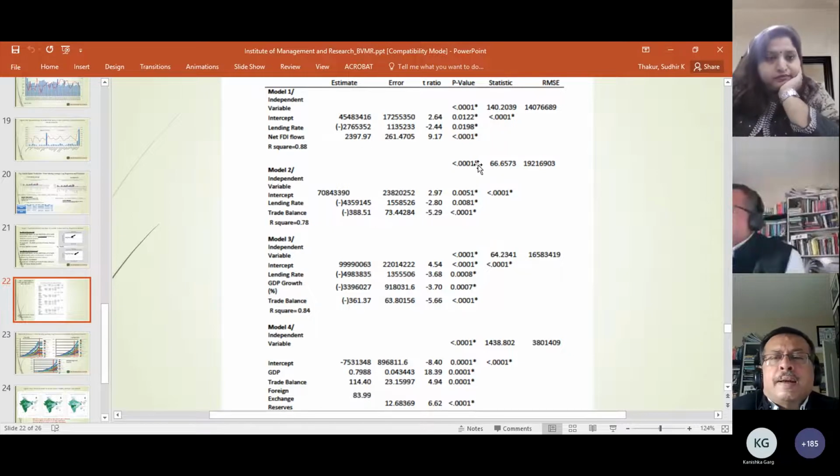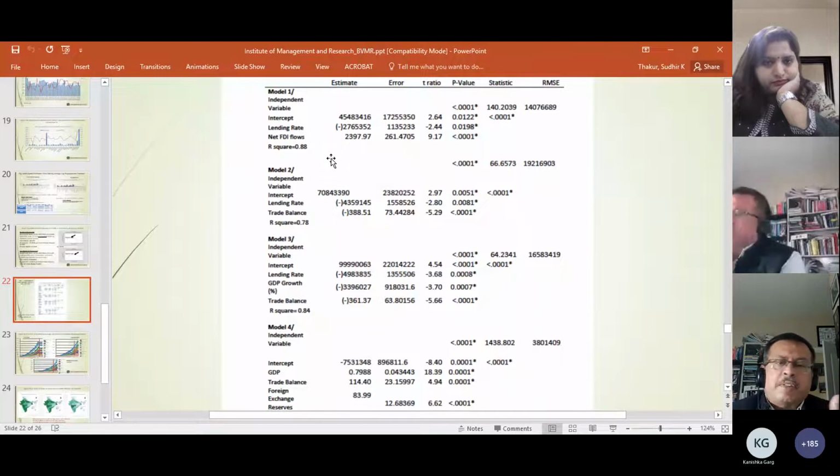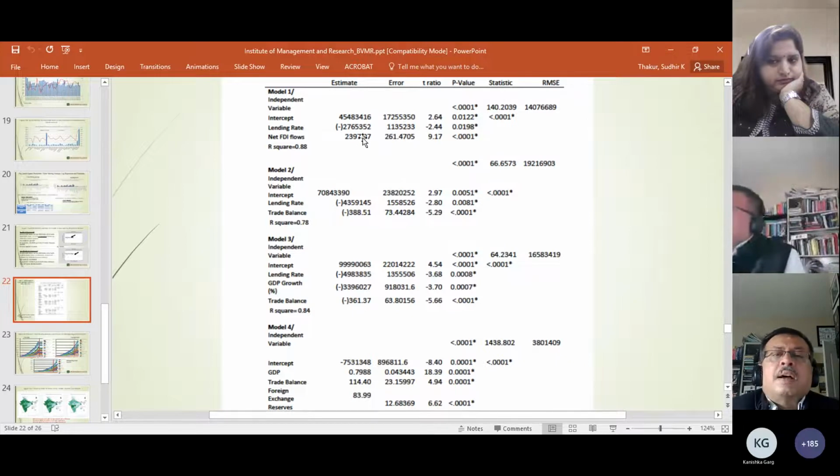In the first model, you see that the R squared is 0.88, so 88% of the variation in the dependent variable total liability is because of the variations in lending rate and the net FDI flows. The lending rate has a negative sign, so this is telling us that for every 1 percentage point increase in the lending rate, the total liability at the center and state level decreases by this amount of rupees million, holding the net FDI flows constant. The second independent variable, net FDI flows, has a positive sign. So this is telling us that for every $1 million of net FDI flows, the total liability increases by 2,397 rupees million.